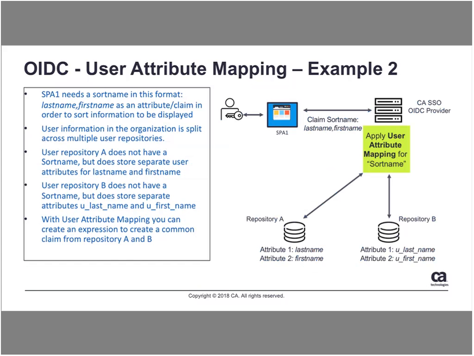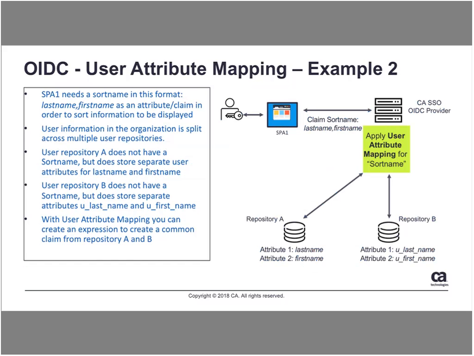This is the second example related to user attribute mapping. In this example, an application needs an attribute sort name in the format of last name, first name in order to display the content in sorting order. So user information is split across multiple user repositories in the organization. I'm just taking a use case of how user information is split across multiple user repositories in the organization.